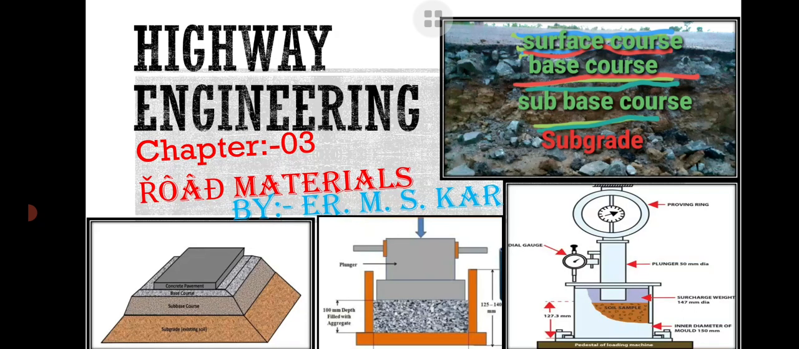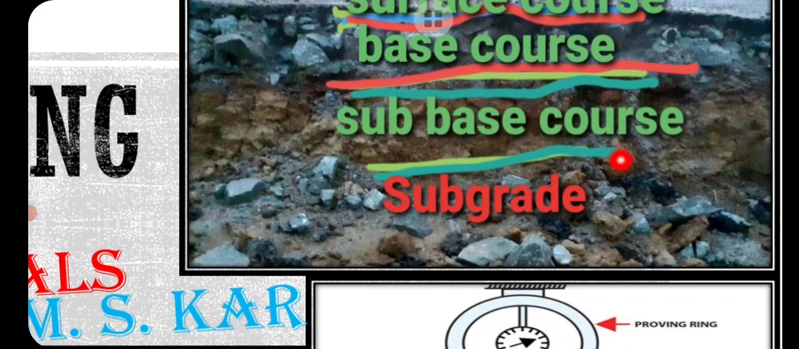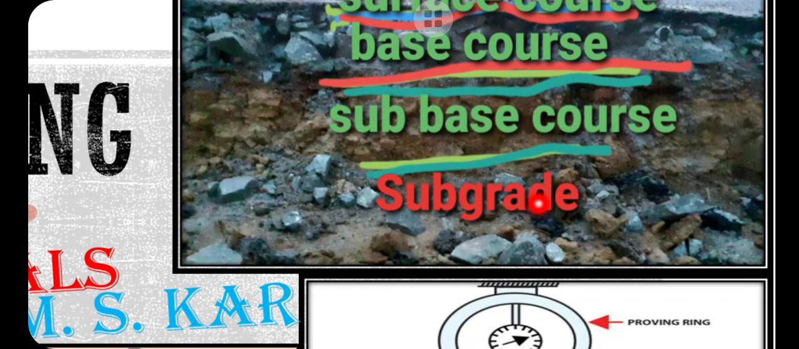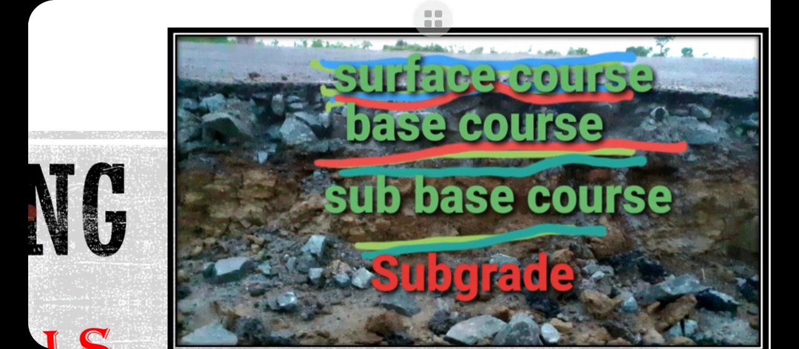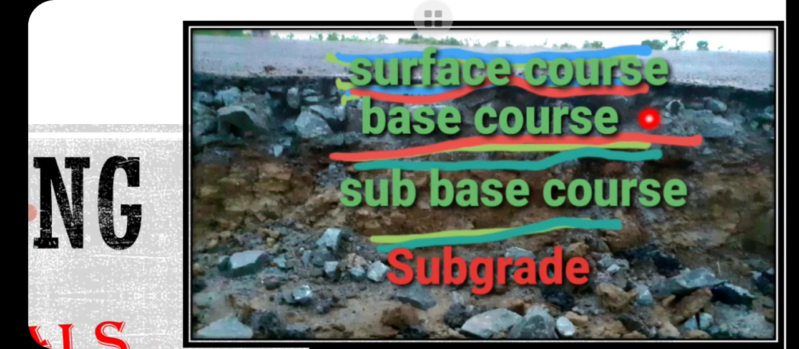Here is an example. We can see the subgrade course, which is the natural soil bed. Here is the subbase course, which is filled with some soil and aggregate. Here is the base course, which is filled with some other type of aggregate. Here is the surface course, which is filled with chips.